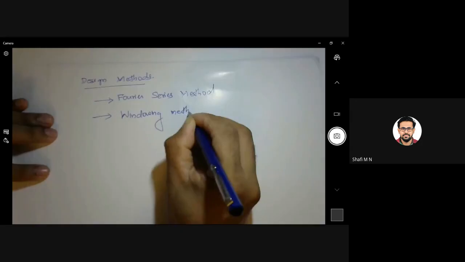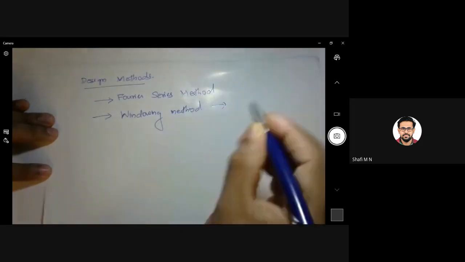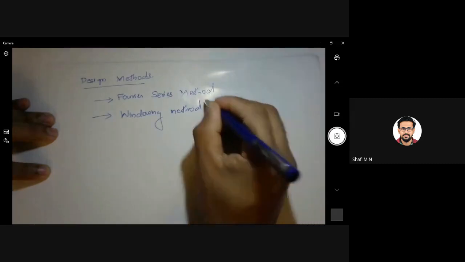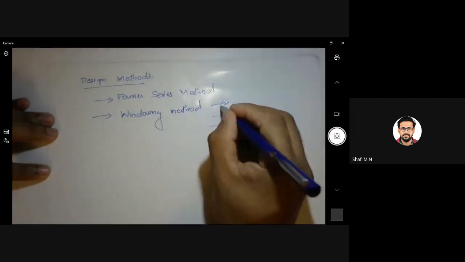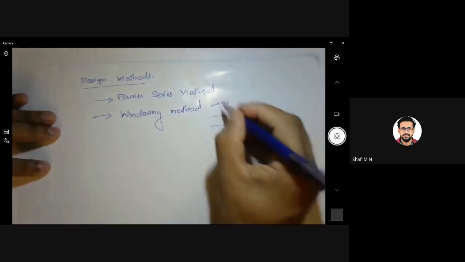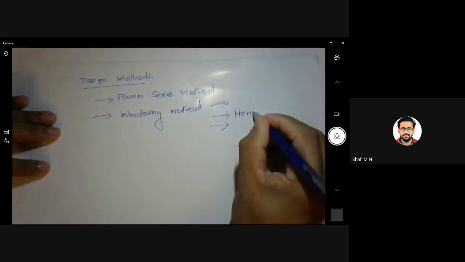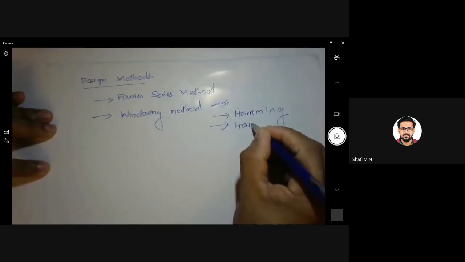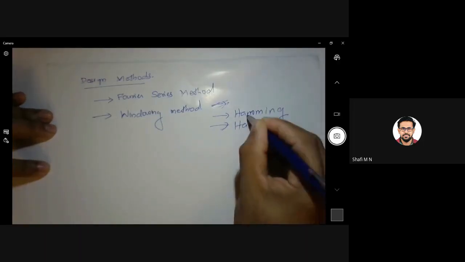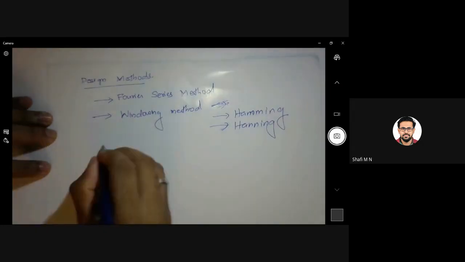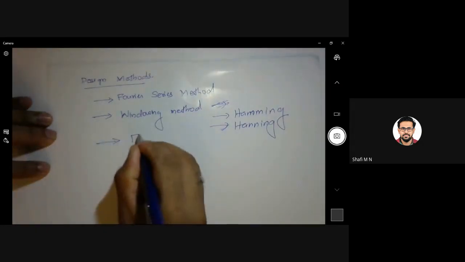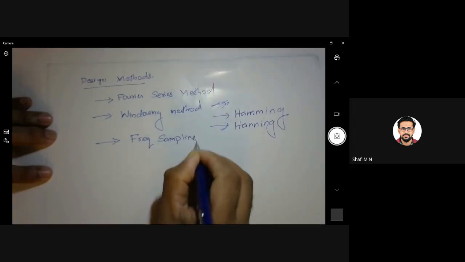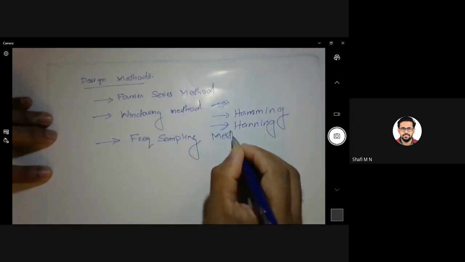Windowing method. This windowing method, we will use rectangular window, Hamming window, and Hanning window. Actually, the rectangular window you see now in the Fourier series method. So I'm just skipping that. I'm calling it Fourier series method separately. Windowing we will do using Hamming window and Hanning window. H-A-N-N-I-N-G, Hanning. This is H-A-M-M-I-N-G, Hamming window. And the last one is frequency sampling method. So we'll discuss these three methods.